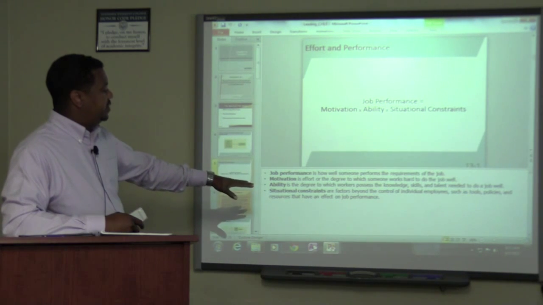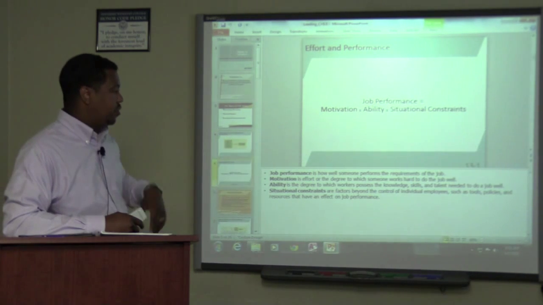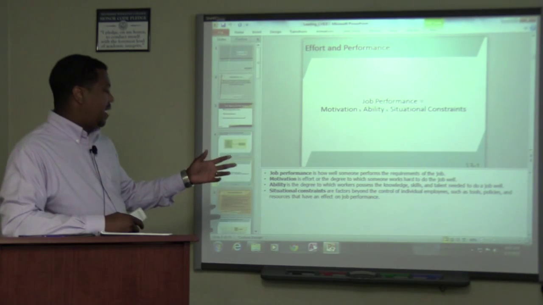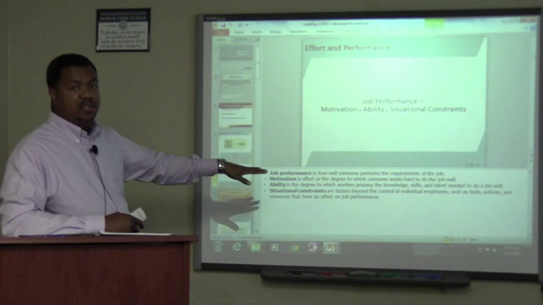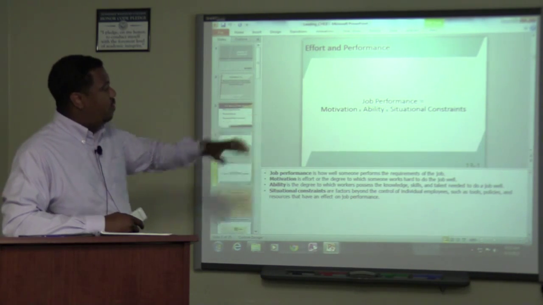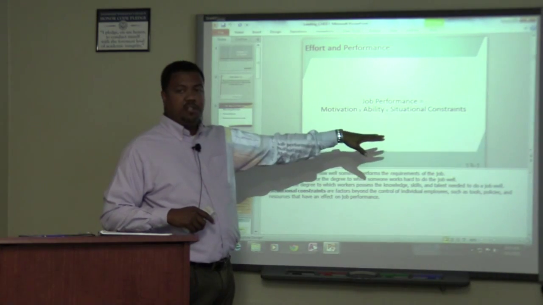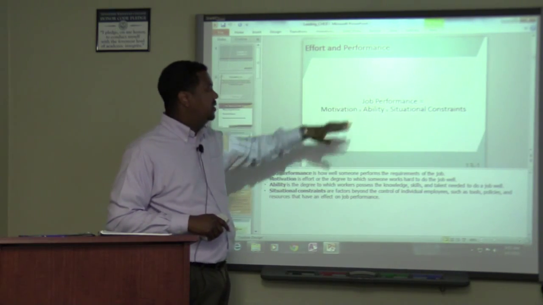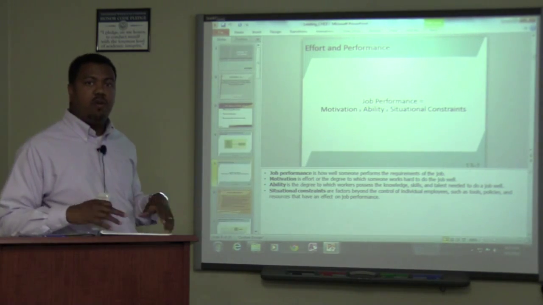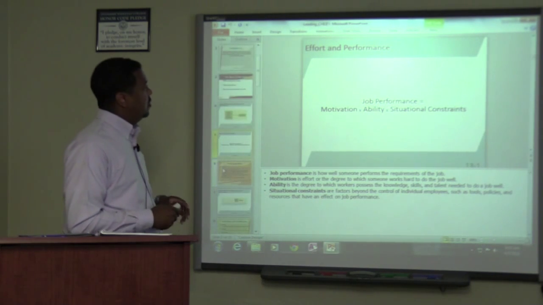What about situational constraints? These are factors that are beyond the individual's control, such as tools, policies, and resources that have an effect on the ability of the individual to complete the overall job performance. In certain cases, situational constraints can really affect job performance because those things are completely out of the realm of control of the individual working on that particular task. Let's go to our next slide here.